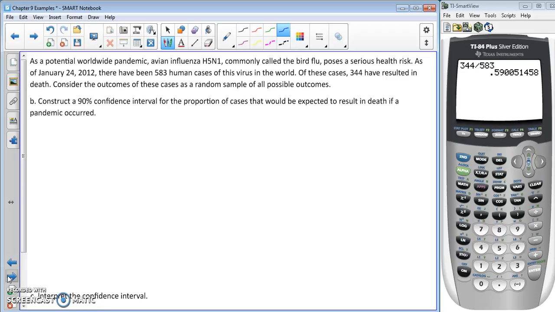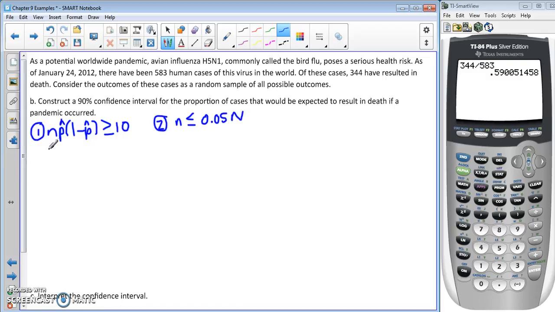So the next question asks us to construct a 90% confidence interval for the proportion of cases that would be expected to result in death if a pandemic occurred. So what we want to do first is to check the conditions. When we're working with a proportion, there's two conditions we want to check. We want to check that n times p times 1 minus p is greater than or equal to 10, but we don't know p, so we're looking at p hat in this case, and we want to check that our sample size is less than or equal to 5% of the population.